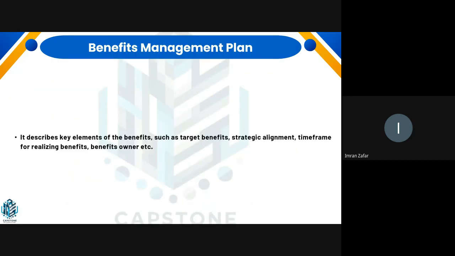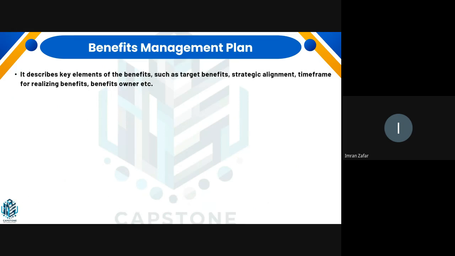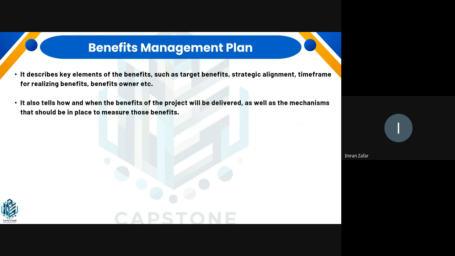So, the other business document that we have is our benefits management plan. This tells us what kind of benefits we are trying to get from the proposal or from the project. Who will be benefiting, or who will be the benefits owner? What will be the time frame for realizing the benefits? How are we going to sustain those benefits?